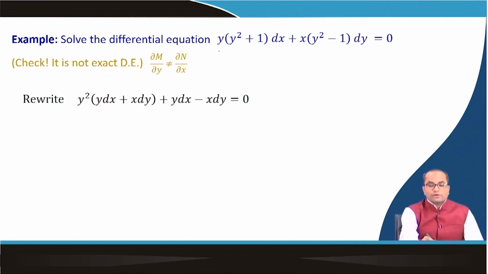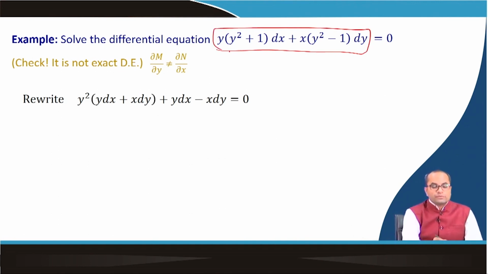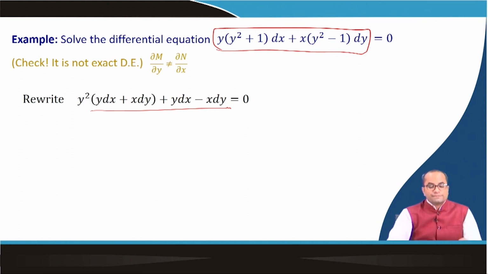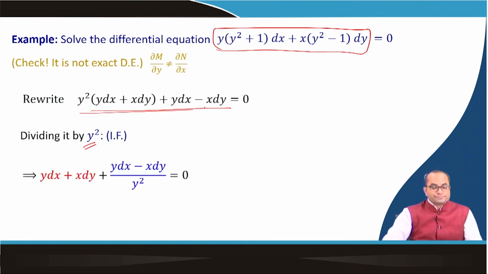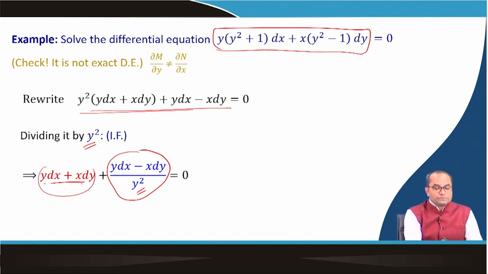So, this is what we got just by rewriting this one, which was not an exact differential equation. This is also of course not an exact differential equation, we have just rewritten it. But what happens if we divide this by y square? If we divide this equation by y square, we have y dx plus x dy, and here we have y dx minus x dy over y square. Now, both are known differentials. So, here also we know the differential and here also we know the differential.